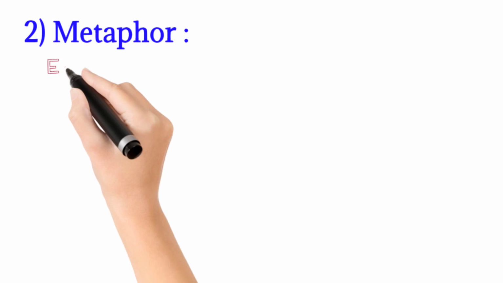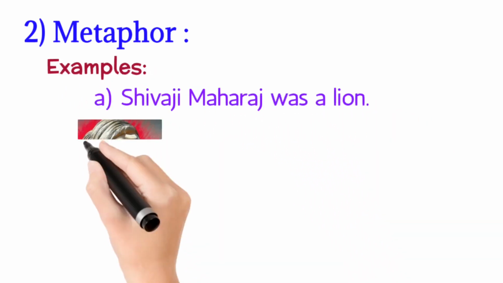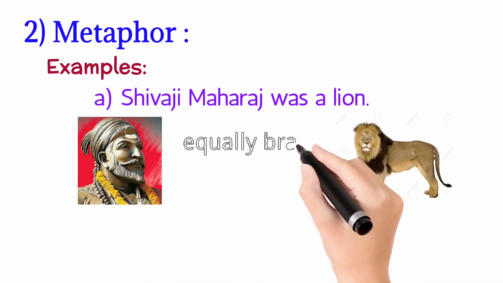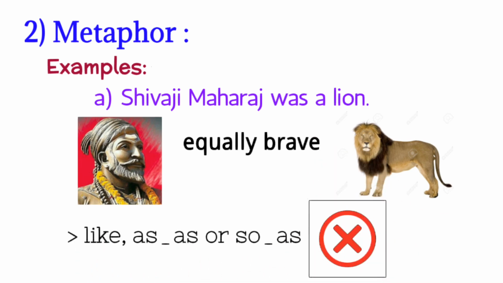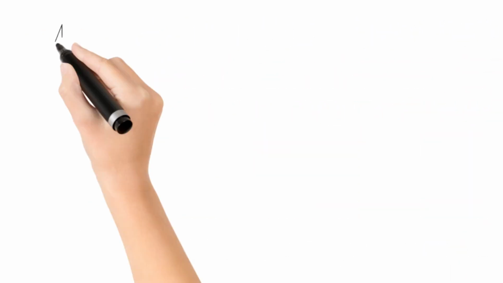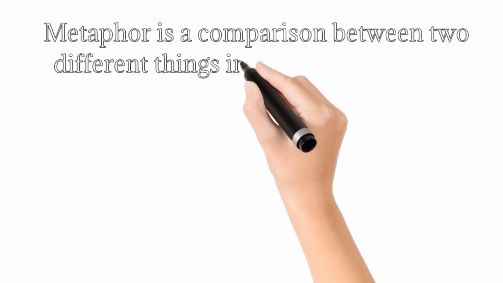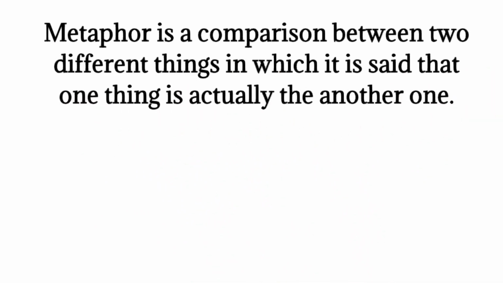To understand metaphor, let's study some examples. Shivaji Maharaj was a lion. Here, the comparison is made without using any comparative word such as like, as, or so as. To say both are equally brave, the person is directly said or considered as a lion. In this way, to define a metaphor, we can say a metaphor is a comparison between two things in which it is stated that one thing is actually the other one.